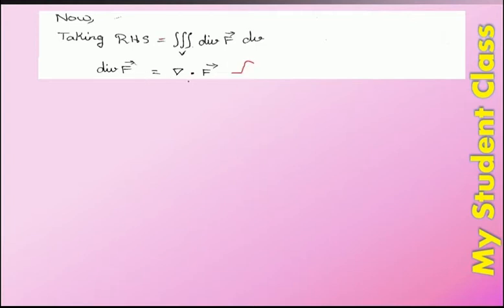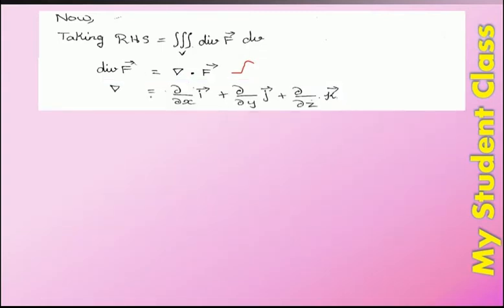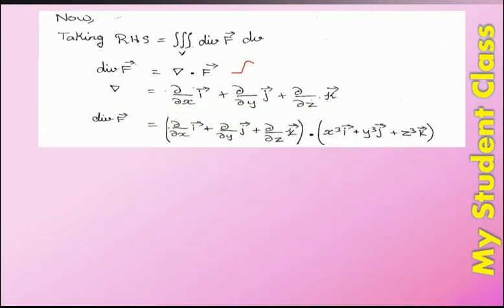So we want to know about del. The del expression is dou by dou x i vector plus dou by dou y j vector plus dou by dou z k vector. Now divergence f vector is equal to del dot f, and our f value is x cube i vector plus y cube j vector plus z cube k vector. Now we are going to do the dot product here.